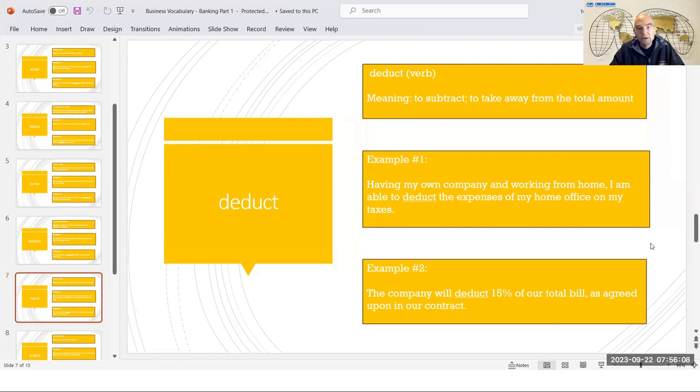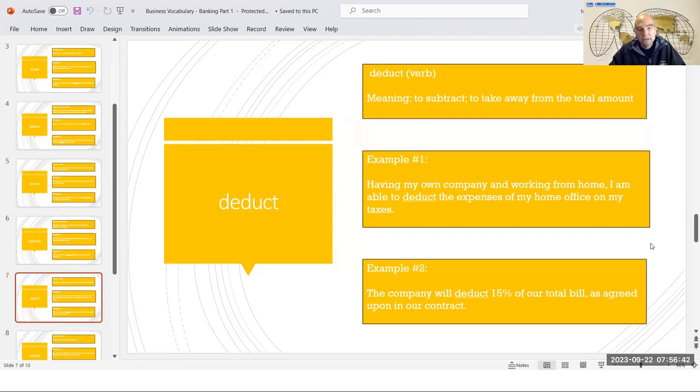Having my own company and working from home, I am able to deduct the expenses of my home office on my taxes. So I can subtract those expenses of my home office from the total amount that I owe on my taxes. Okay.